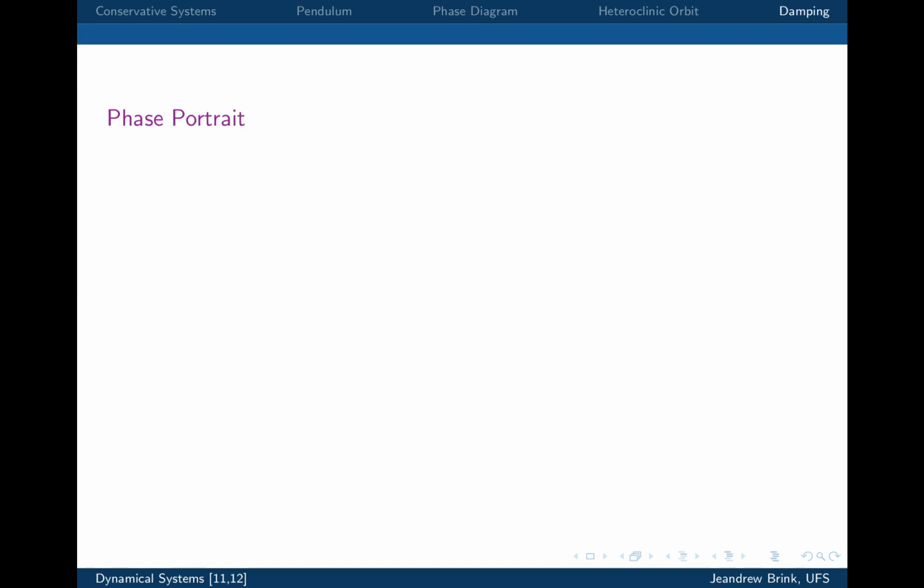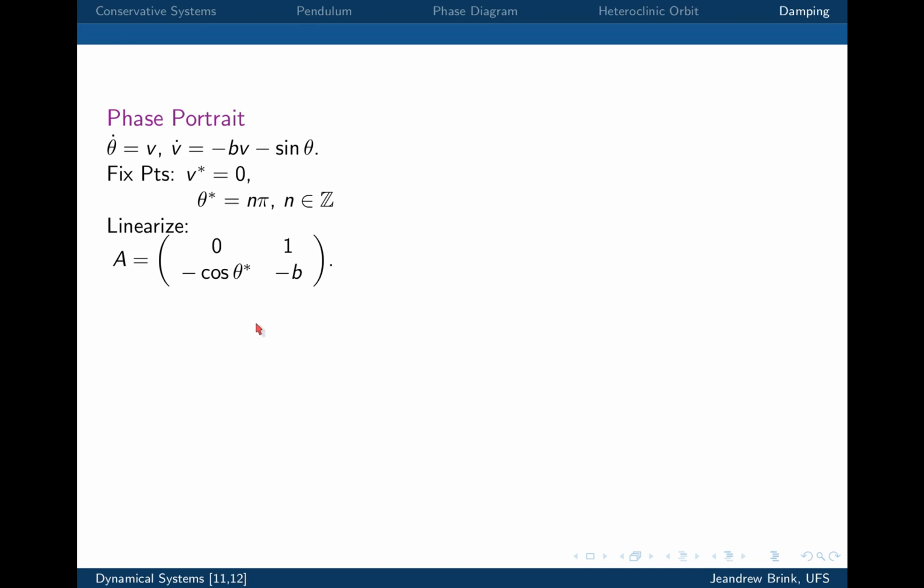Okay, so now let's use that to actually draw the phase portrait for the damped system. So there's our linear equations, there's the fixed points we can work out, they remain unchanged. So the same fixed points for the damped and the undamped. We can linearize. The only thing that now changes is that ∂v̇/∂v is no longer 0, but equals minus b. We once again work out the determinant, which is simply cos θ*, so it's minus 1. So again, the saddles basically remain saddles, but the trace now is minus b.